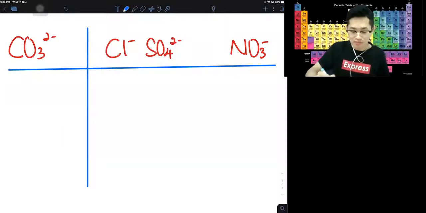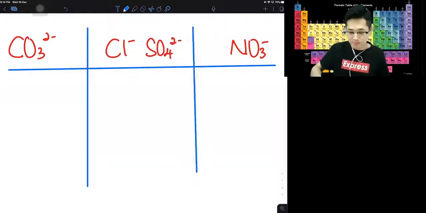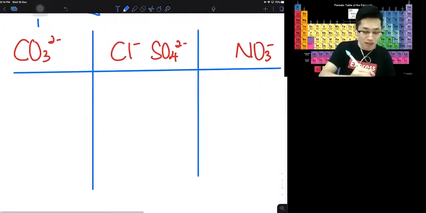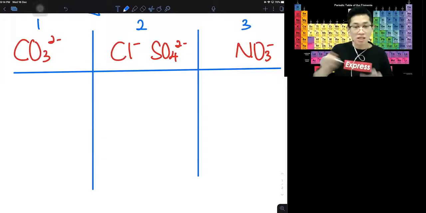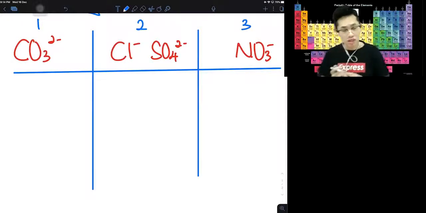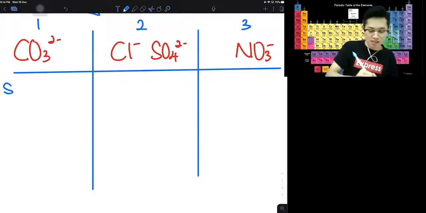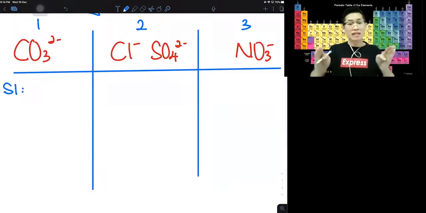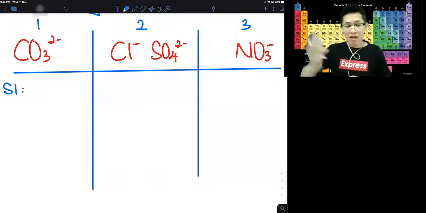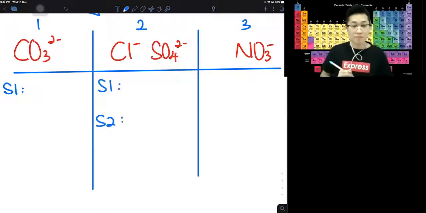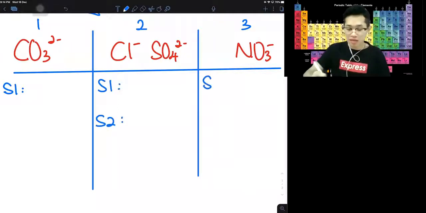Three different levels. Level 1, level 2, level 3. So what is the meaning of level 1, level 2, level 3? Level 1 means you only need one step. Step 1, done. In level 2, you need 2 steps, step 1, step 2. Then obviously level 3, you need step 1, step 2, step 3.